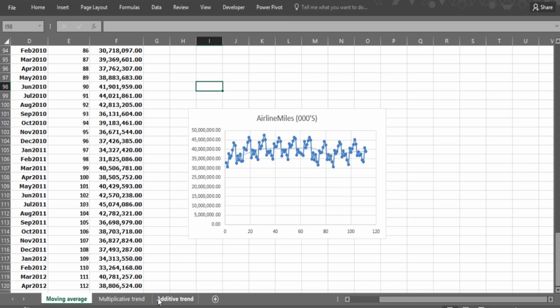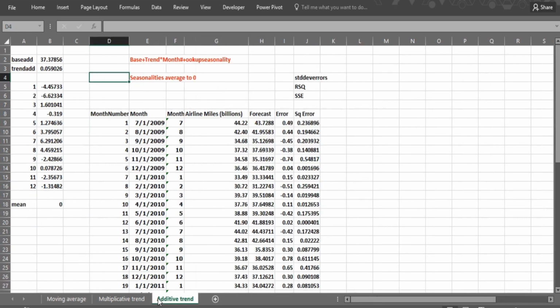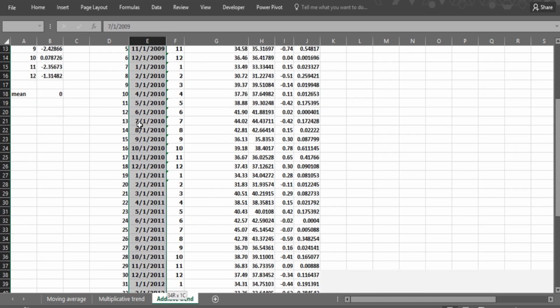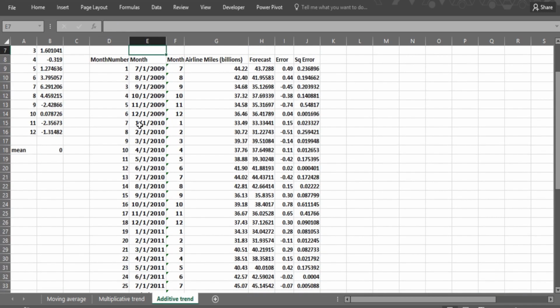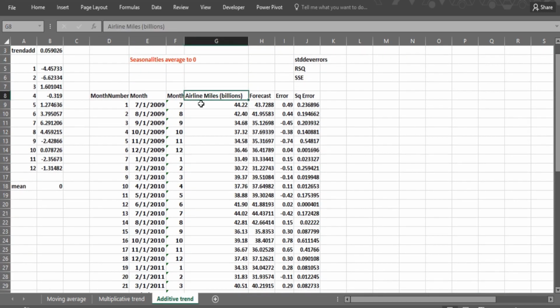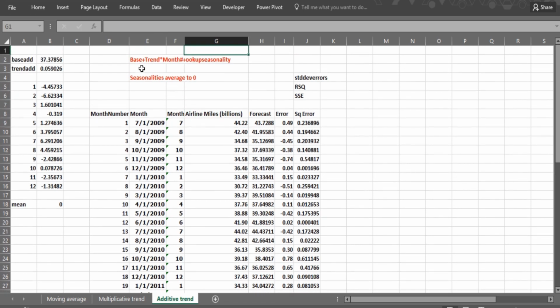Well, there's two ways: the additive trend model and the multiplicative trend model. It's not clear which one is better, but whichever one fits the data better is probably the one you should use. So let's look at airline miles, July 2009 through April 2012. This is in billions of miles traveled each month. If we want to do an additive model, we take a base level at the beginning, which solver will have to solve for.